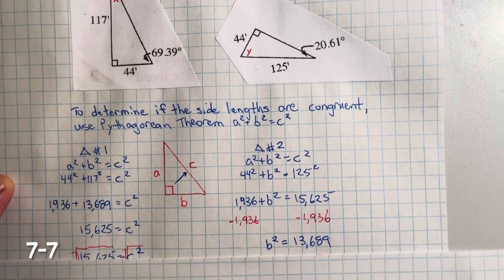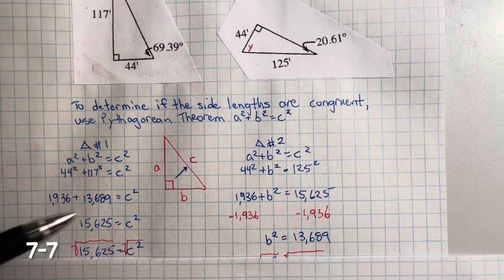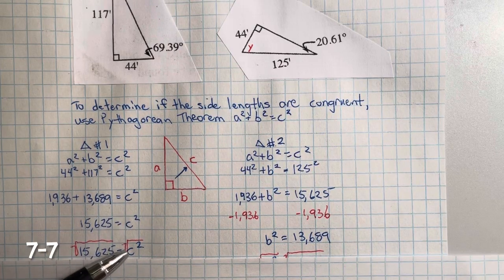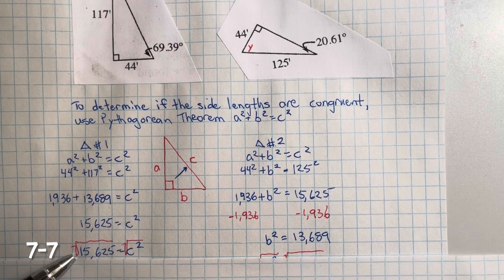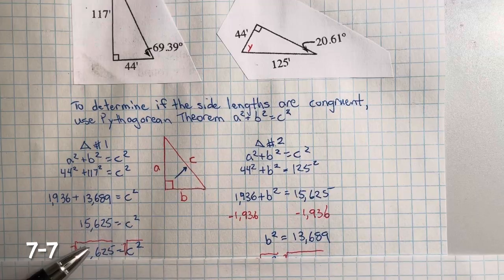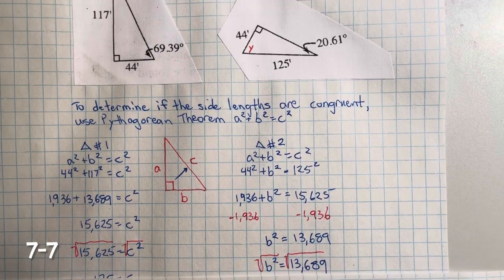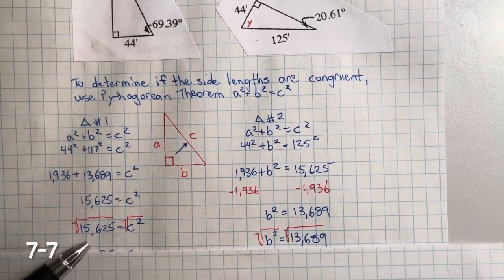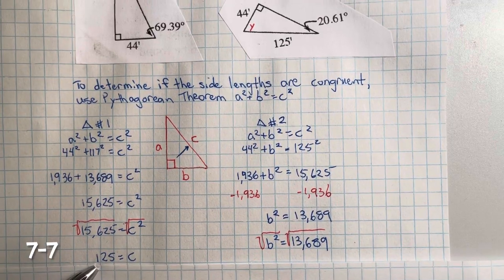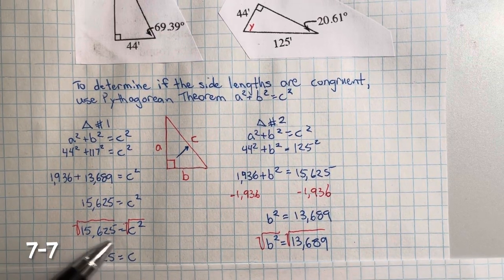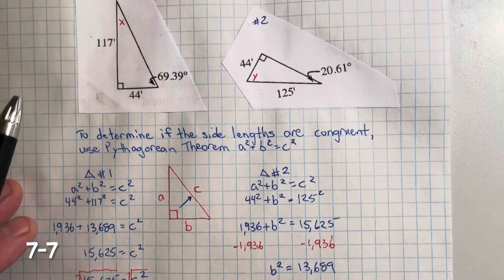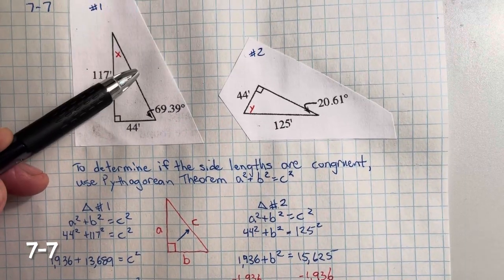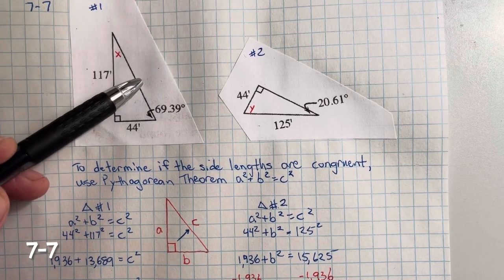Still don't have C by itself, and so we have C squared. Well, in order to do the inverse property of squaring something, you take the square root, and that undoes the squaring. But what you do to one side, you do to the other. And so this cancels out because they're inverse properties. And so the square root of 15,625 is 125. So we get the value of C equals 125, which is the hypotenuse. So we know that the length of this is 125.